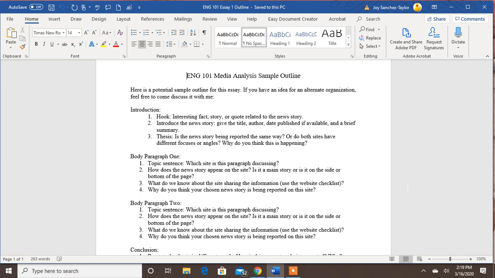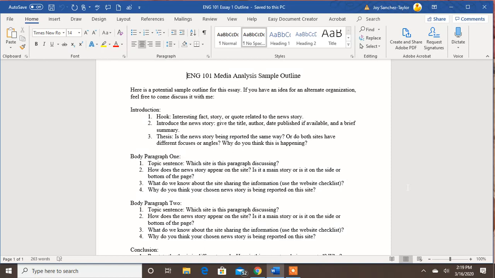This week will be devoted to creating our Essay 1 outlines. So now we're going to take the information that we created last week, the media literacy checklists and our Essay 1 thesis statement, which by now myself and your classmates should have commented on, so you have a good strong start. And now you're going to use that information to create a sample outline.